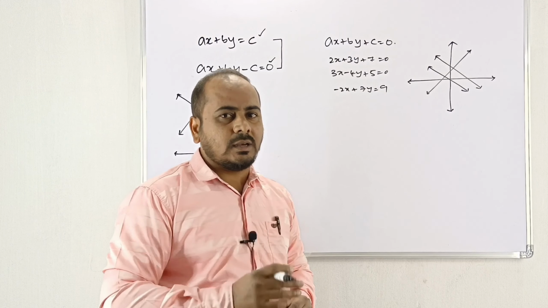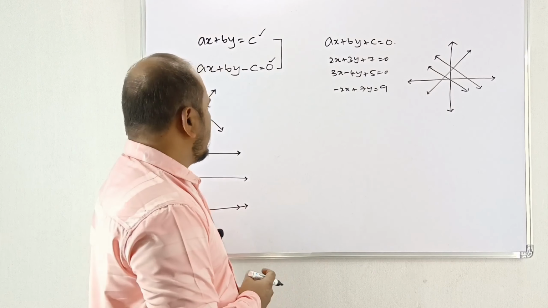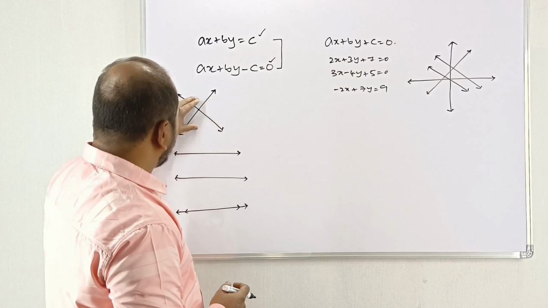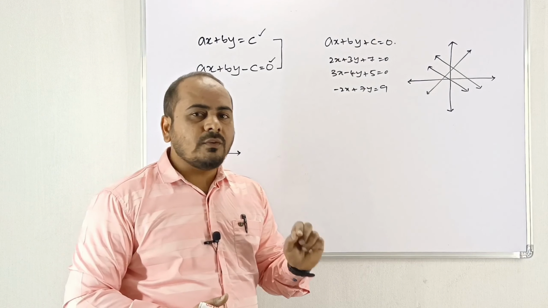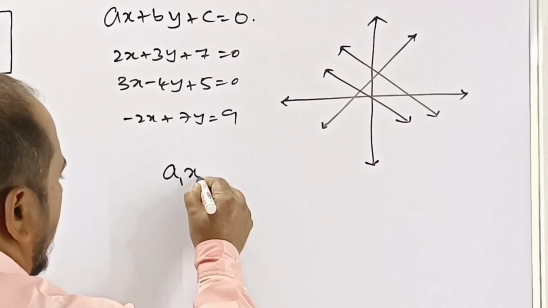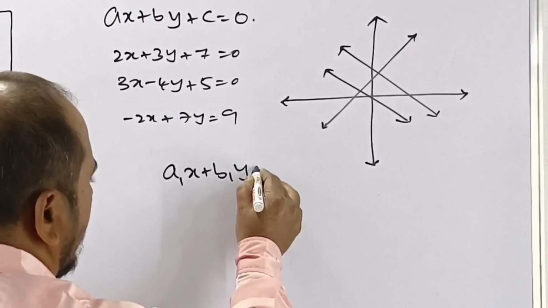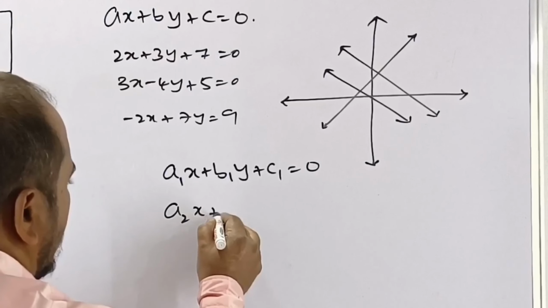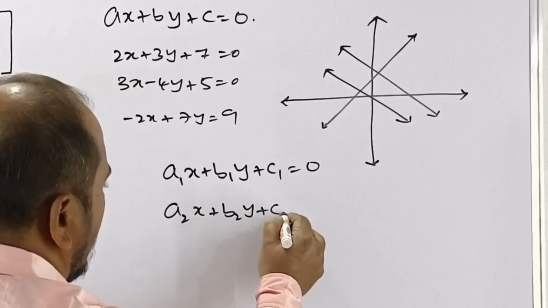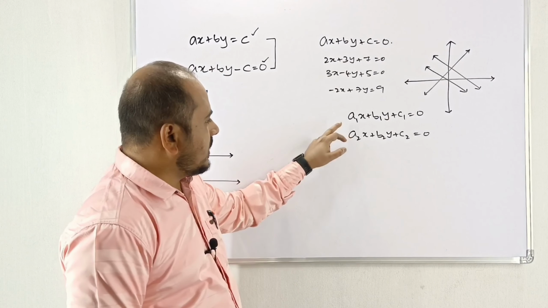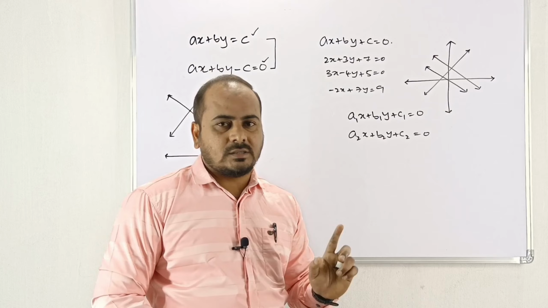That I will explain in detail in the next video. Come to the point. First we shall see this one. If we have two linear equations like a1x plus b1y plus c1 is equal to 0, a2x plus b2y plus c2 is equal to 0, let us suppose that these two are the linear equations.